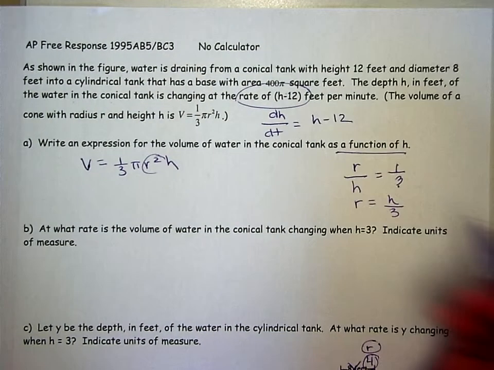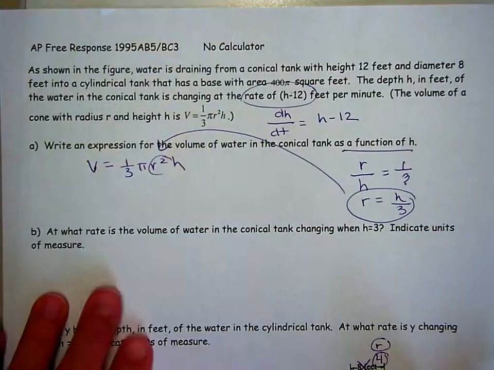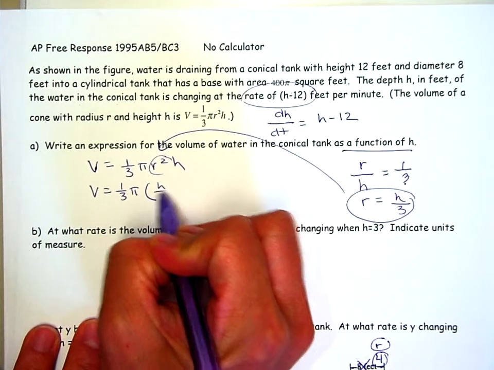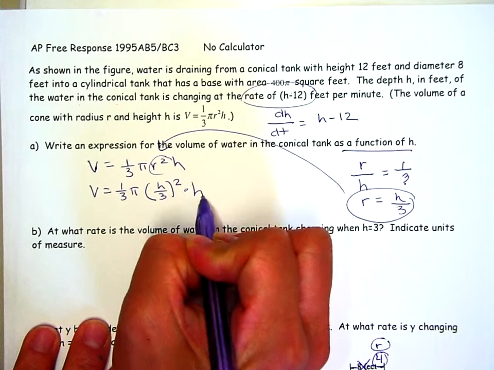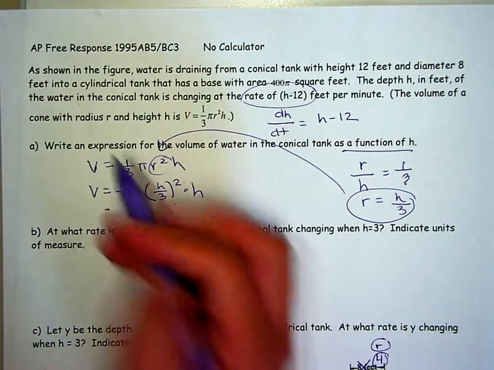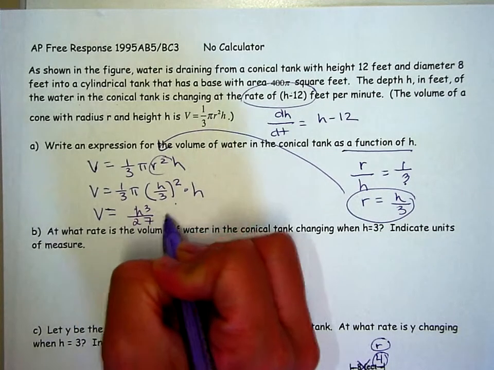So I'm going to take this and substitute in here, so I get rid of the r variable. So I get V equals 1/3 pi (h over 3) squared times h. At this point you're done. This is an expression for volume in terms of h. I'm just going to clean this up a little bit, so you can also have this.